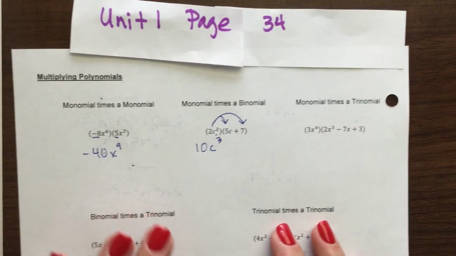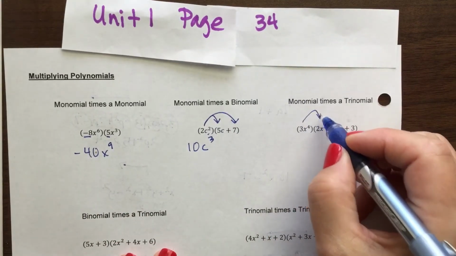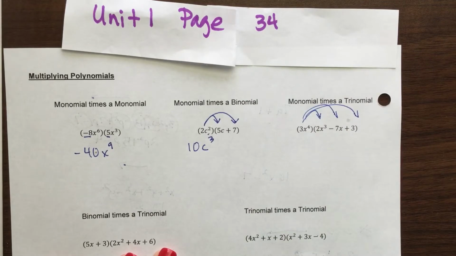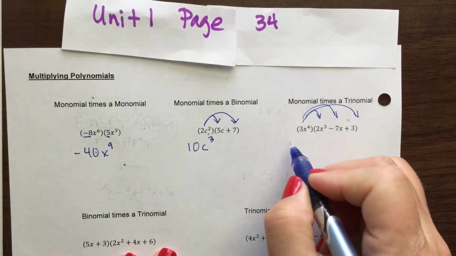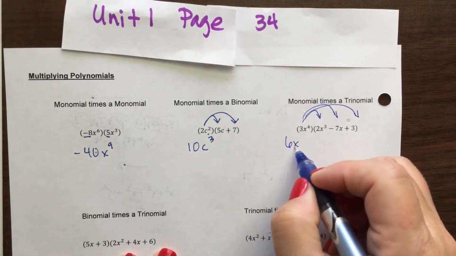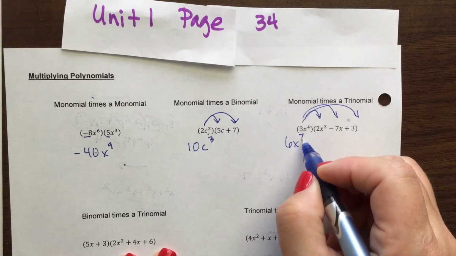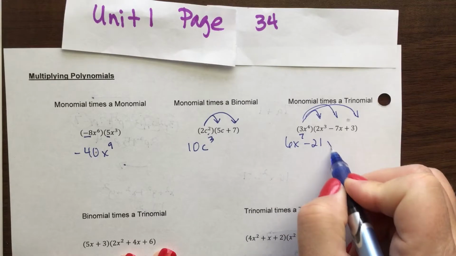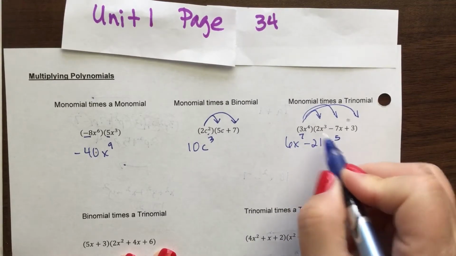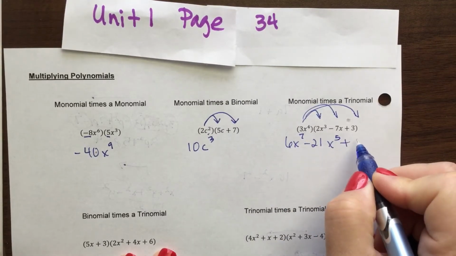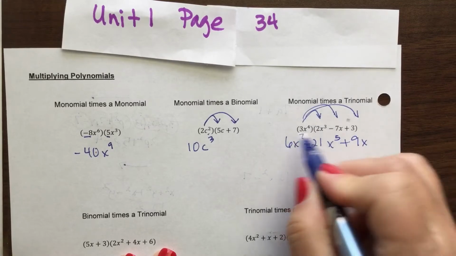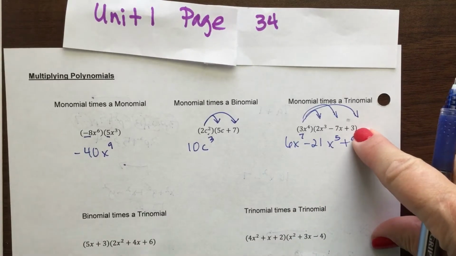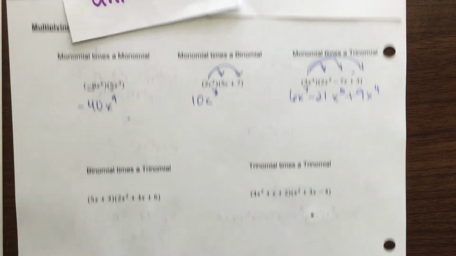And then c squared times c is going to build that up to c to the third. And then the trinomial, three times 2 is 6. Then 4 times 3 is plus 7. Then 3 times that is negative 21. X gets built up to 5. And then 3 times 3 is 9. And the x is going to stay x to the fourth because this one didn't have anything to build it up. Okay, so let's keep going.